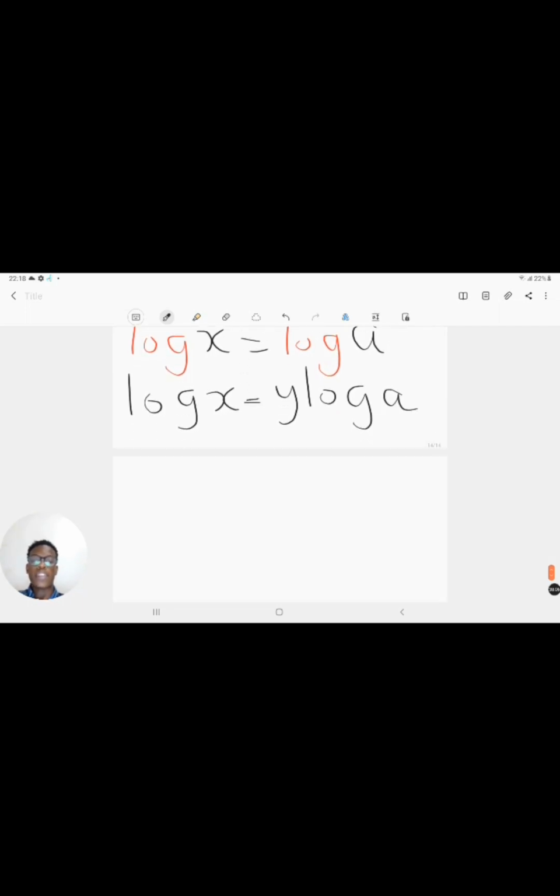Now if we make y the subject of the formula, we just have to divide both sides by log a, right? If we want to make y the subject of the formula, we divide both sides by log a.